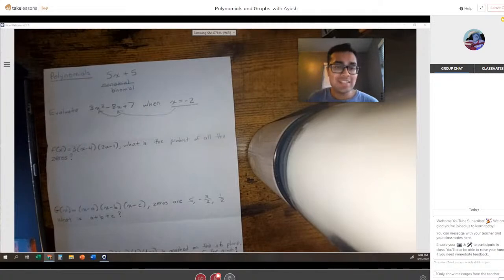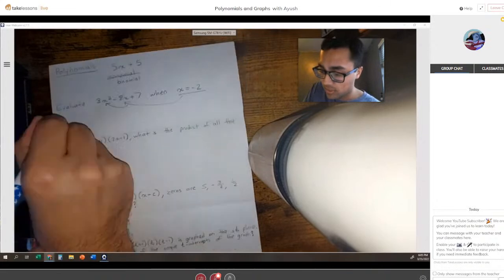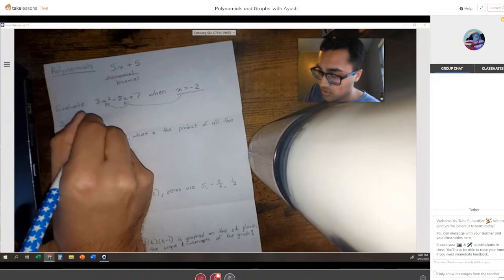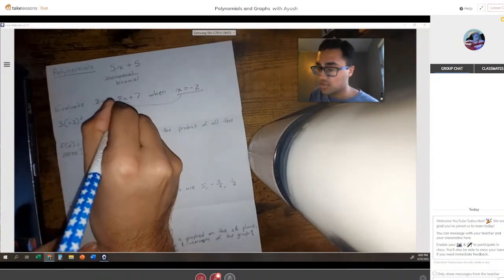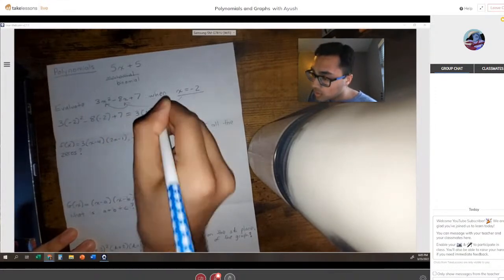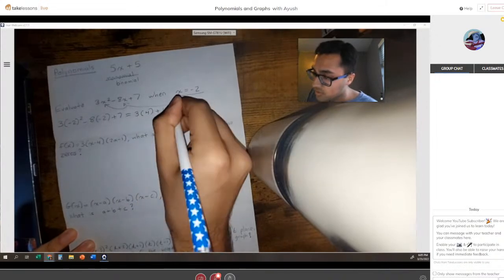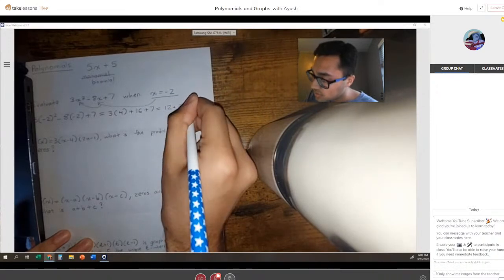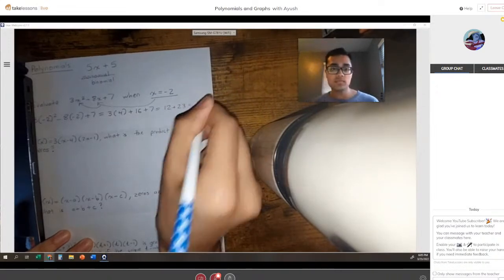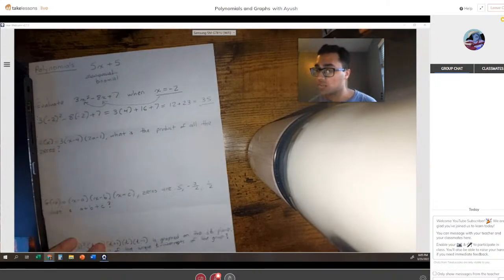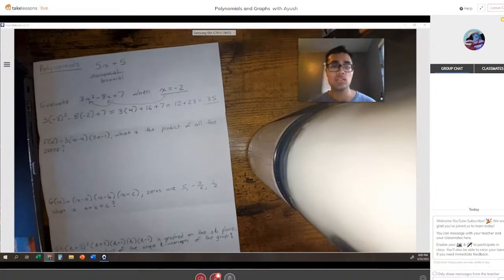Okay, so to solve this, right, all we have to do is plug in the value of -2. So in this case, we have 3 times -2 squared minus 8 times -2 plus 7, right? So this evaluates to 3 times 4 plus 16 plus 7, which is the same thing as 12 plus 23, which is 35. And that's how you would solve something like this, right? So you'd just be able to plug in x equals -2 and solve this.